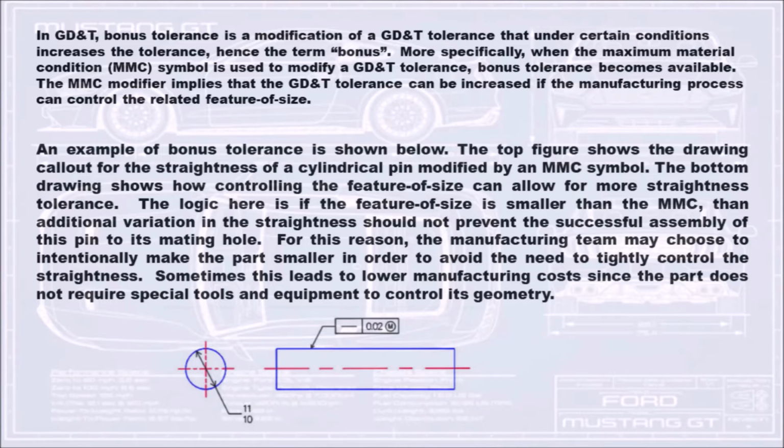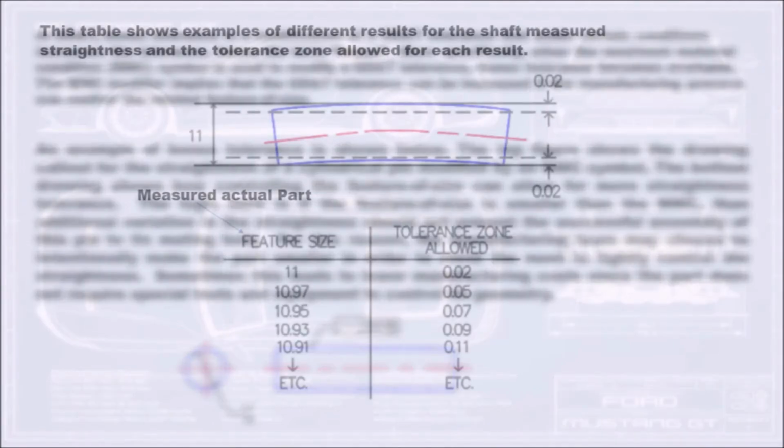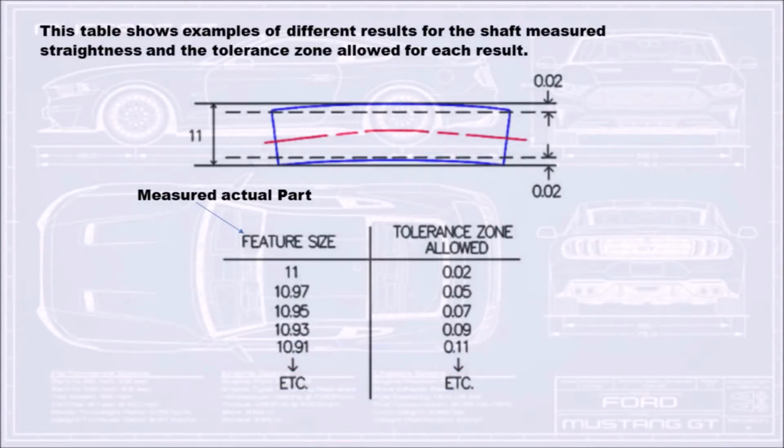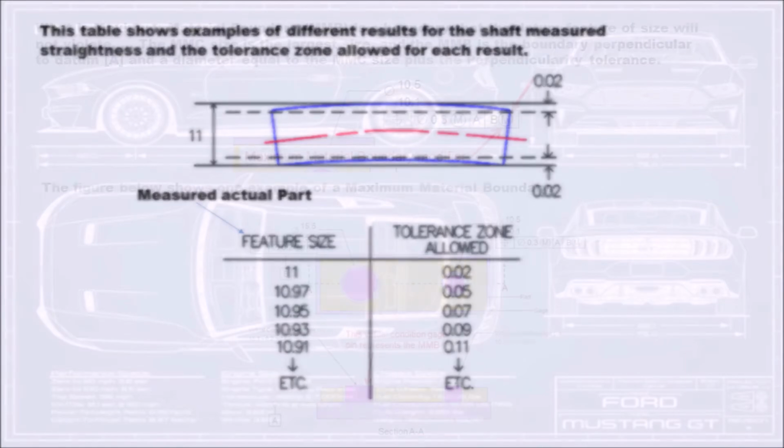For this reason, the manufacturing team may choose to intentionally make the part smaller in order to avoid the need to tightly control the straightness. Sometimes this leads to lower manufacturing costs since the part does not require special tools and equipment to control its geometry. This table shows examples of different results for the shaft measured straightness and the tolerance zone allowed for each result.